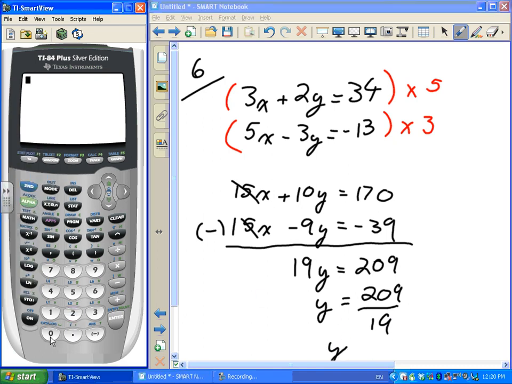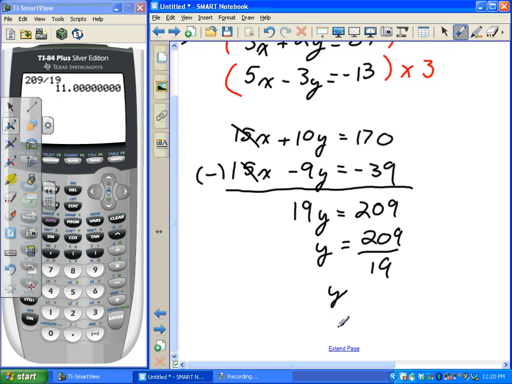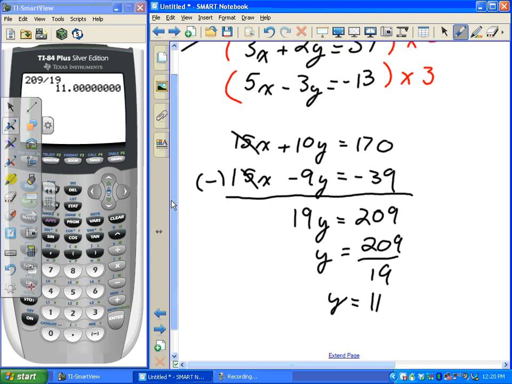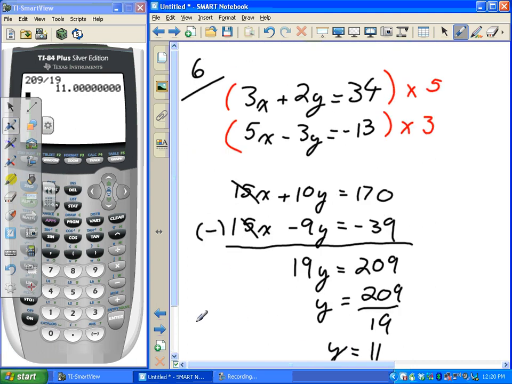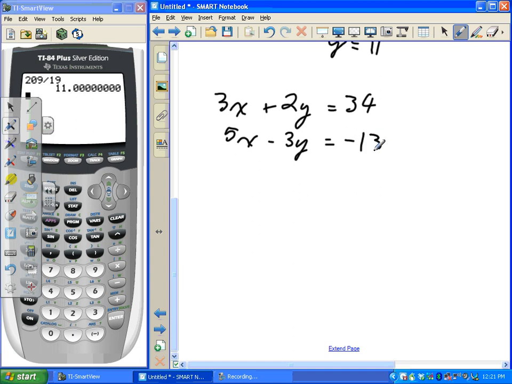So 209 divided by 19 equals 11. Hey, that's nice. So y is equal to 11. That was pretty simple. Now the same idea, I'll rewrite the equations actually, just so we can see what I'm doing. Same numbers. 3x plus 2y equals 34. 5x minus 3y equals negative 13.